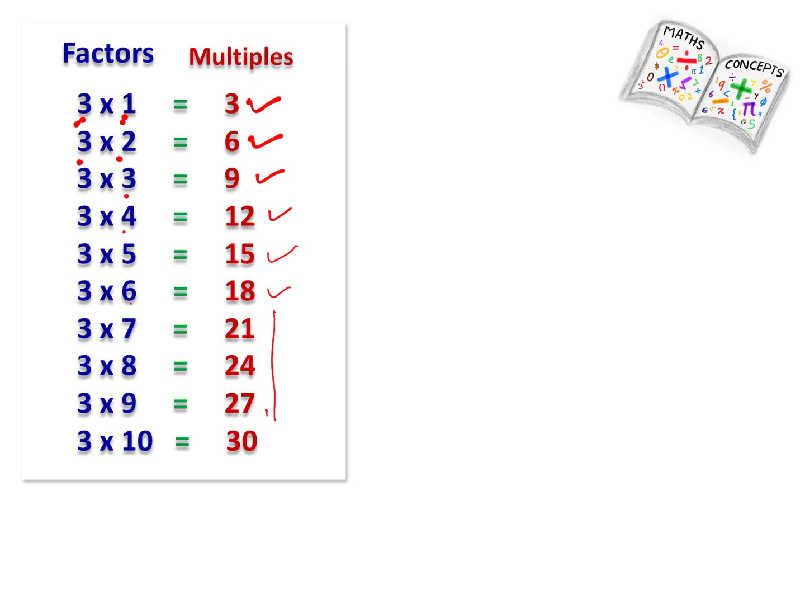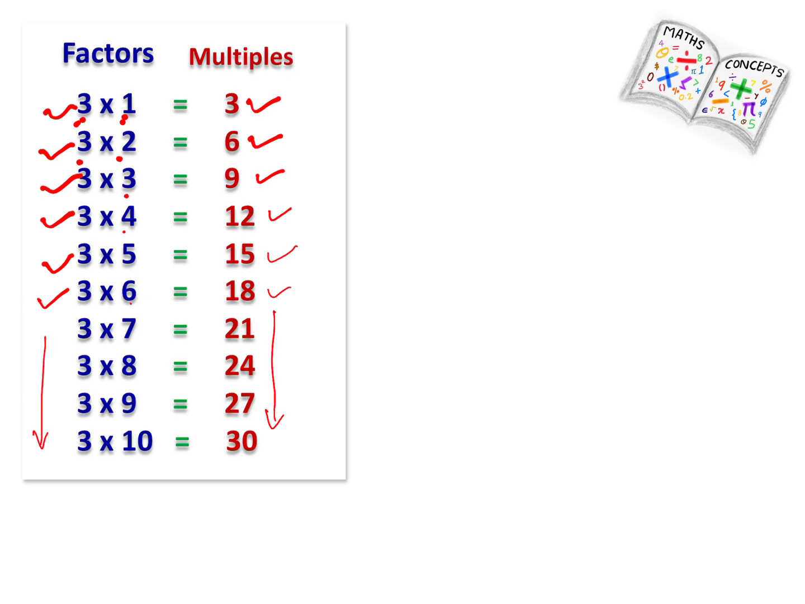Okay, and I can also say that 3 and 1 are factors of 3, 3 and 2 are factors of 6, 3 is factor of 9, 3 and 4 are factors of 12, 3 and 5 are factors of 15, 3 and 6 are factors of 18, and so on.